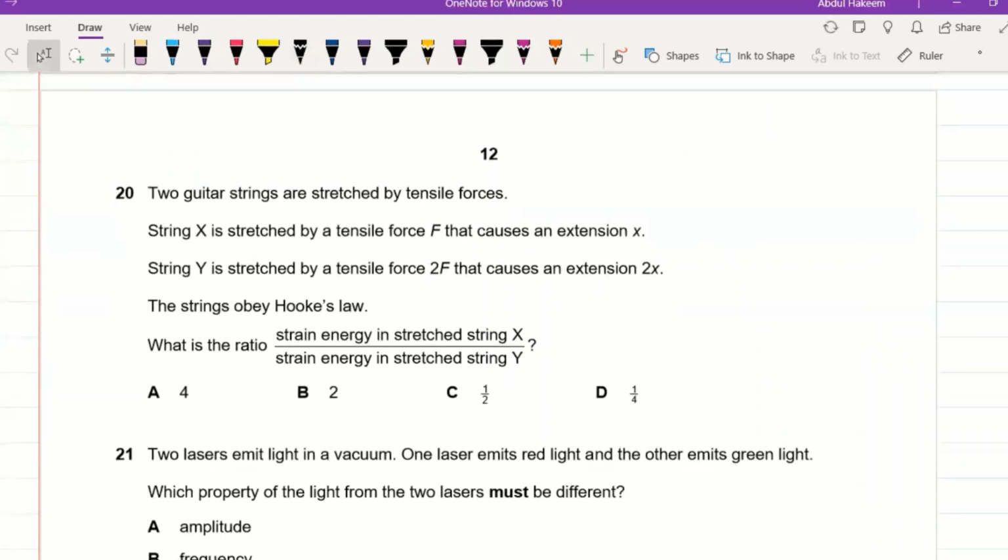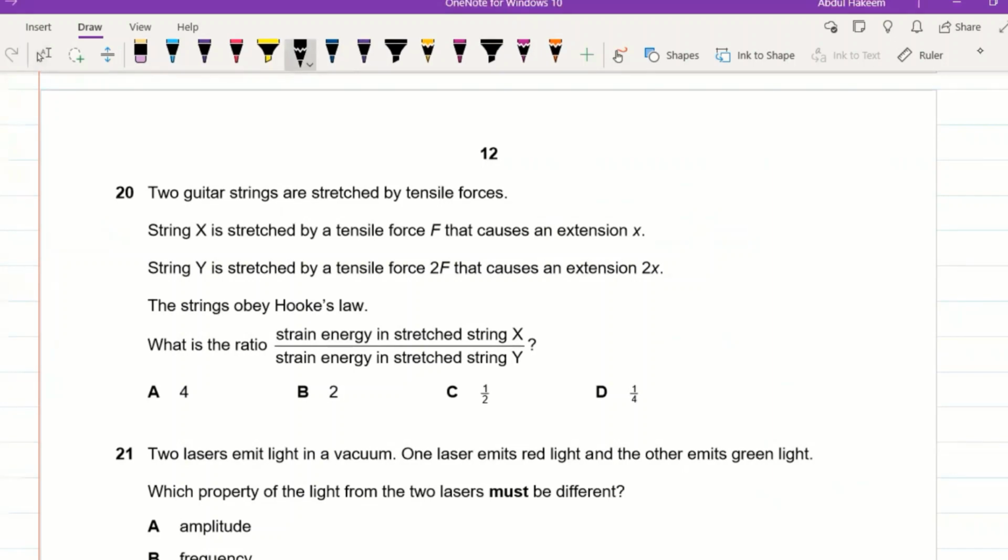And the next question is, two guitar strings are stretched by a tensile force. String X is stretched by the tensile force F that causes an extension x. String Y is stretched by the tensile force 2F that causes extension 2x. The strings obey Hooke's law. What is the ratio of the strain energy in X divided by the strain energy in Y?